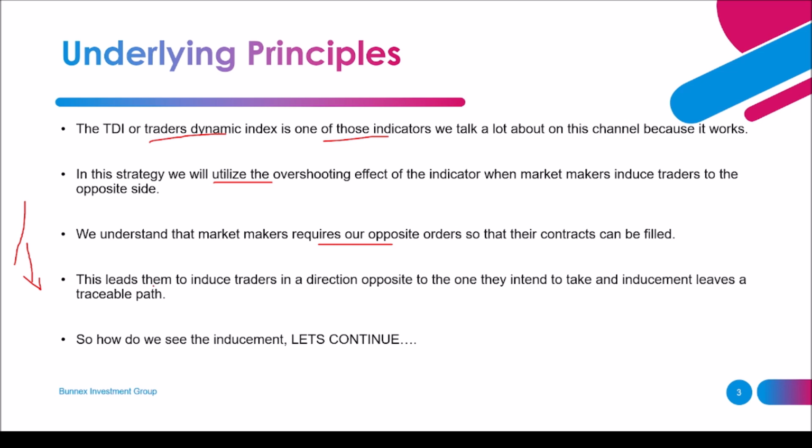This leads them to induce traders in a direction opposite to the one they intend to take, and the inducement leaves a traceable path. We can actually see that at this particular point they made an inducement. So how do we see this inducement? Let's continue.